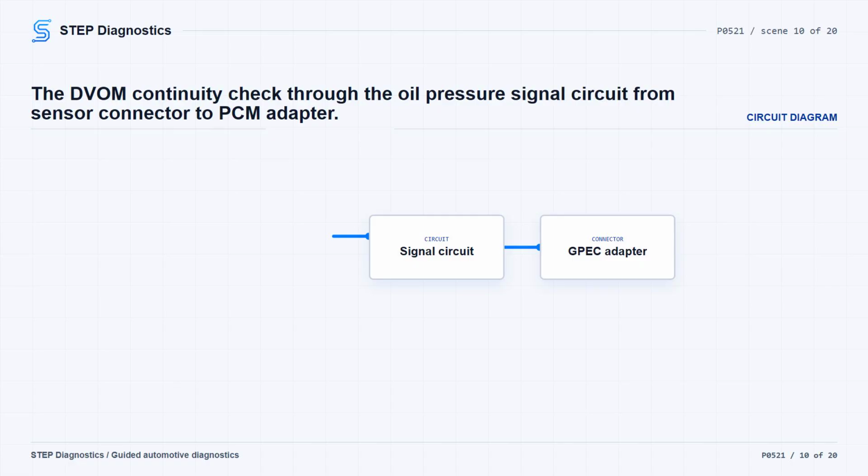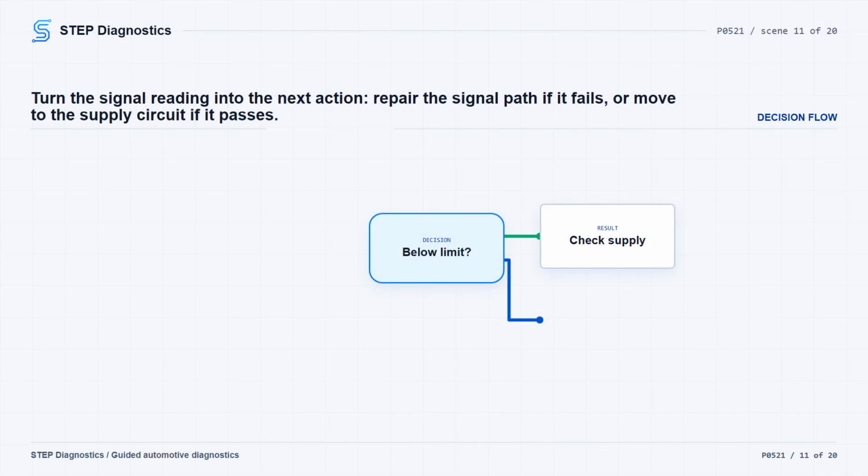If you need to work at a PCM connector, do not probe the PCM harness connector directly. Use the GPEC Diagnostic 10436 adapter. The adapter can add up to 1.5 ohms of resistance to the circuit, so keep that in mind when looking at the meter. The signal circuit should measure below 3.0 ohms. If it is not below 3.0 ohms, repair the signal circuit for an open or high resistance, then verify the repair. If it is below 3.0 ohms, go on to the 5-volt supply circuit.